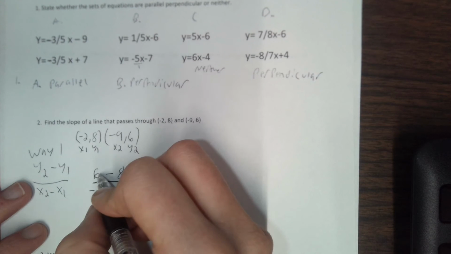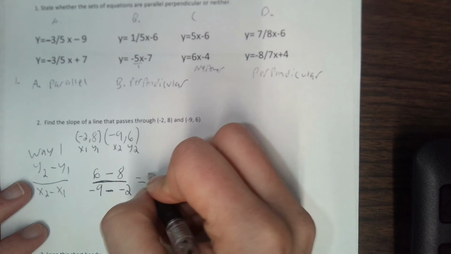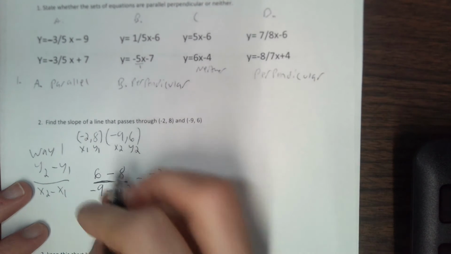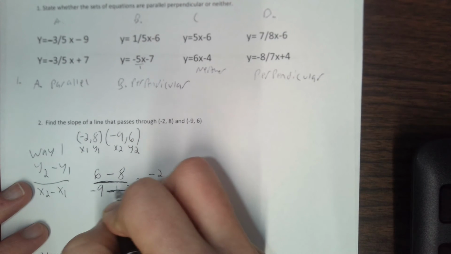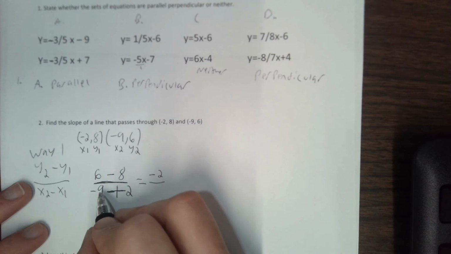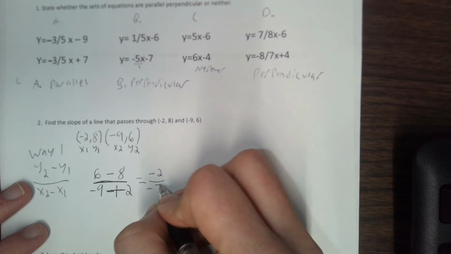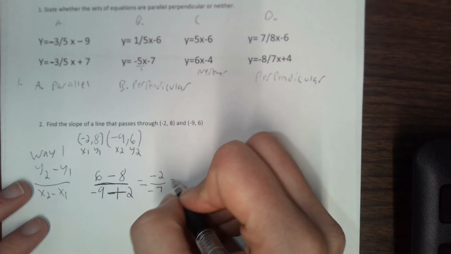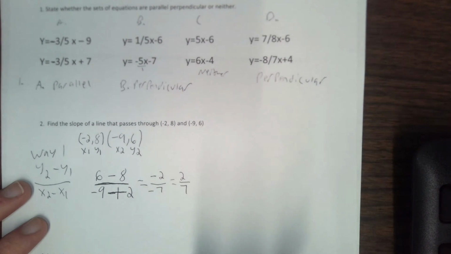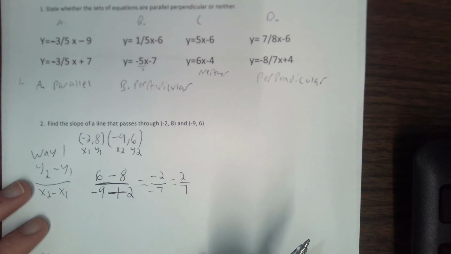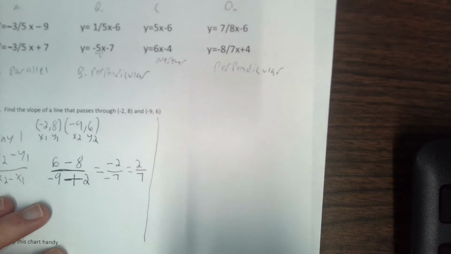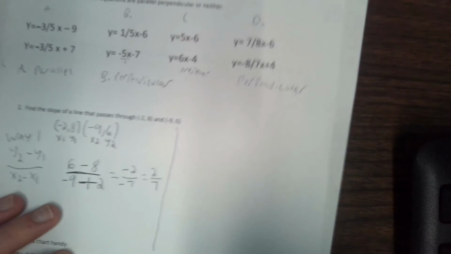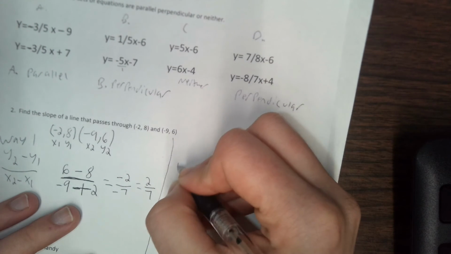Now this equals 6 minus 8, which is -2, over -9 minus -2, which is -9 plus 2, which is -7. They're both negative, so the answer is actually +2/7. That's way 1. If you like way 1, pause the video, do way 1, come back, and fast forward through way 2. Here comes way 2 if you unpaused.